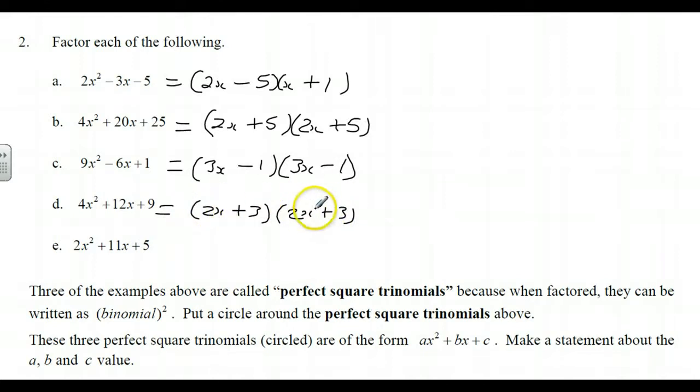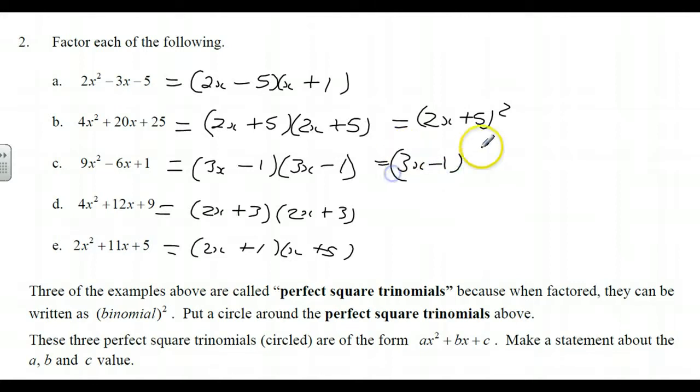Squared plus 6x plus another 6x is plus 12x plus 9. 2x squared plus 10x plus 1x is plus 11x plus 5. Three of these are perfect square trinomials, which means that they are the square of a binomial.